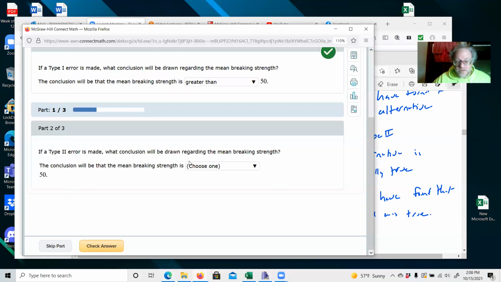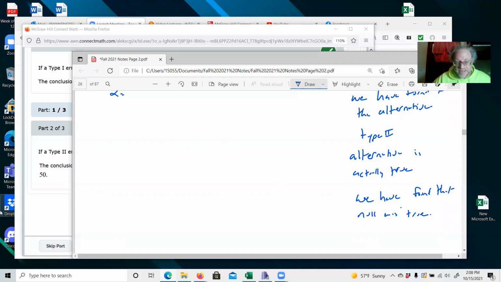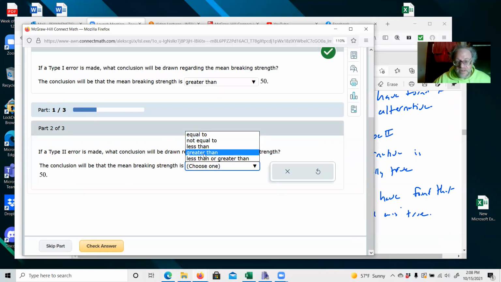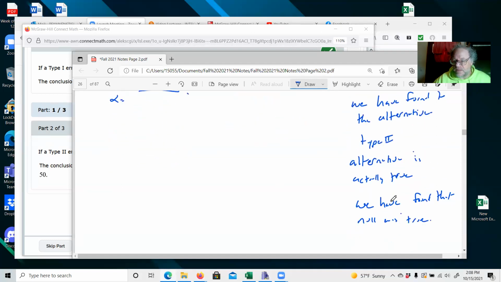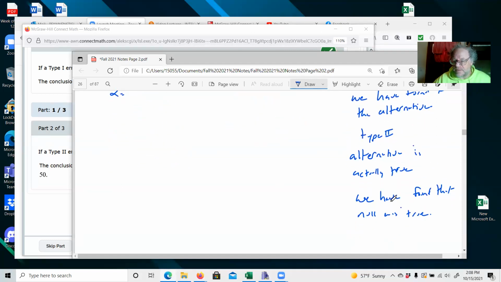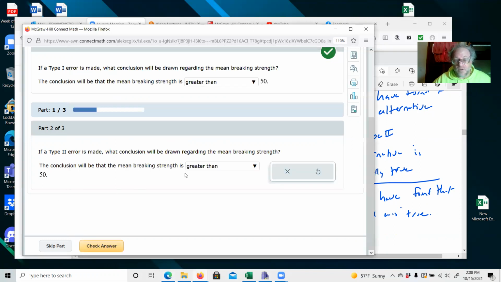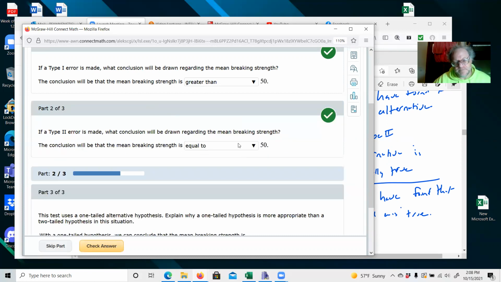So the conclusion is the mean breaking strength is greater than 50. Wait, the alternative is true. I'm sorry, I made a mistake. The testing has shown that H0, we did not reject the null hypothesis. So the whole null hypothesis was that it is still equal to 50. Equal sign always goes to the null hypothesis. Glad I double checked.